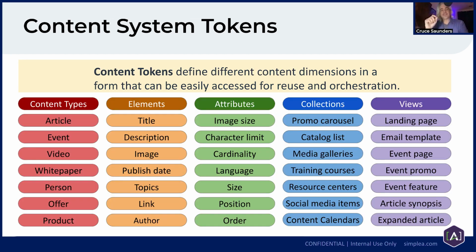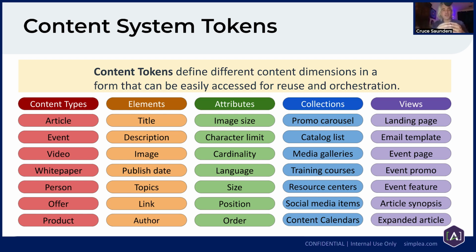So content system tokens are ways to define different content dimensions in forms that can be easily accessed for reuse and orchestration. And anyone used to content modeling will notice that what we're doing with content system tokens is just decomposing the content model into parts that then can be reused as independent pieces.